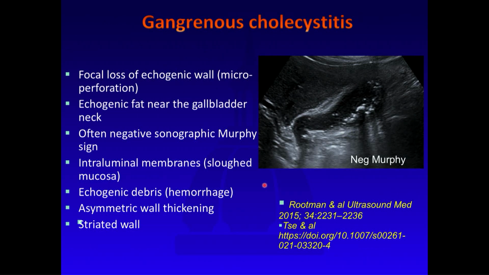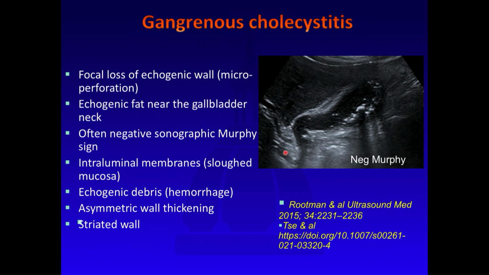So what are the findings that should make you think about this entity? This is a patient where we made the diagnosis of acute cholecystitis, but we did not talk about gangrenous cholecystitis. If you notice, that patient also had a negative Murphy sign. But when do we need to think about it? You want to see if there is loss of the focal echogenic wall, right? At the fundus, which is usually where perforation happens more often because it's a less vascularized area of the gallbladder.